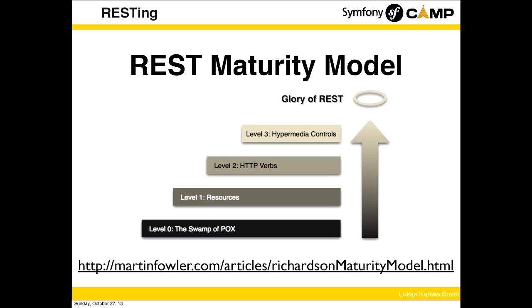To understand this, Leonard Richardson created a maturity model for REST. And if you read the blog post by Martin Fowler, you've already seen this image. Basically the idea is that if you look at REST, there are certain levels to reach, and only once you reach level 3, you're actually a RESTful API. So let's briefly go through these different levels and see what is different about them.